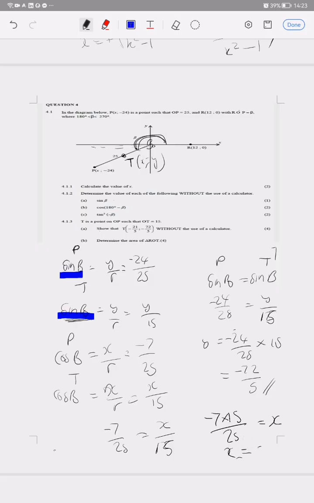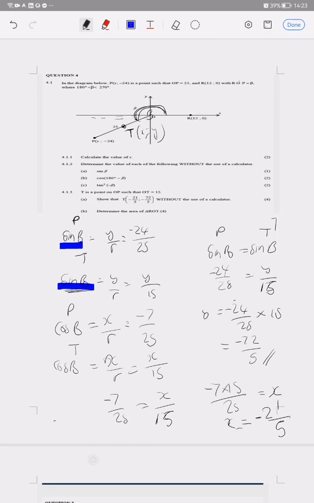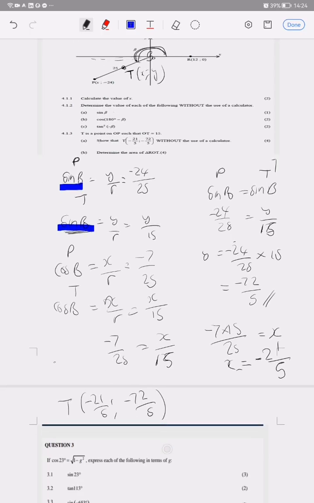What are we getting? Negative 7 times 15 over 25. So I'm getting negative 21 over 5. Therefore, it automatically makes T equal to negative 21 over 5, and what is my y? Negative 72 over 5. Okay, over 5. Right, let's go to the next one.